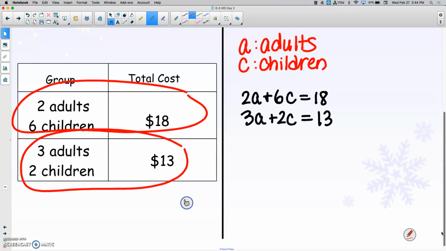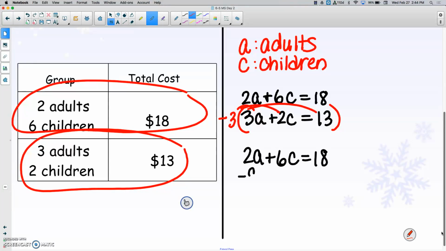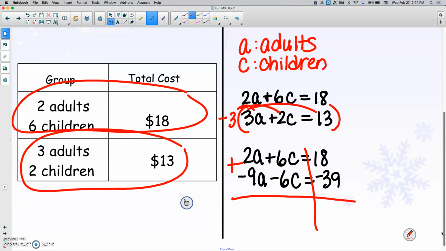I'm going to choose to eliminate the letter C because I can do that by multiplying the bottom equation by -3. My top equation is not going to change. Remember, you have a lot of opportunities to create your opposites. I'm choosing this, -3, because then I get -9a, -6c, and -39. So now the letter C has eliminated, and I didn't have to multiply both equations.